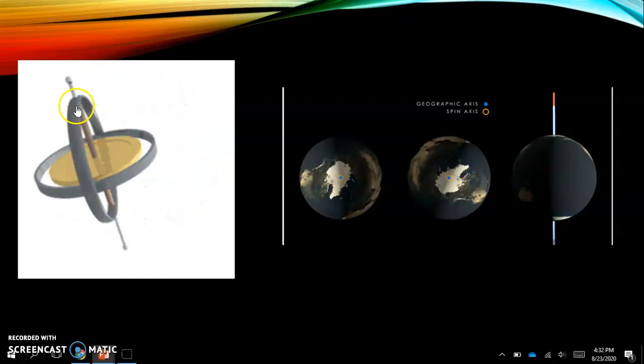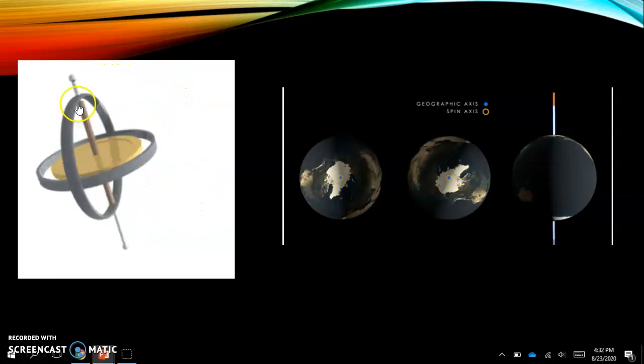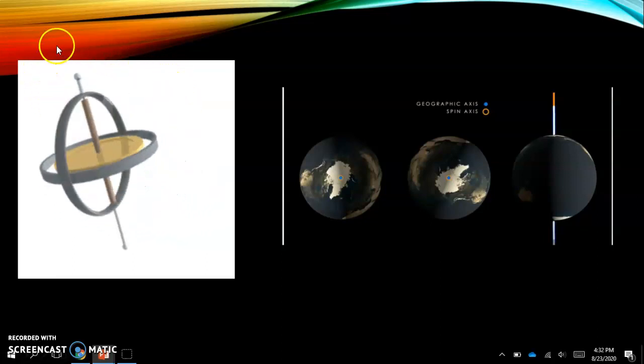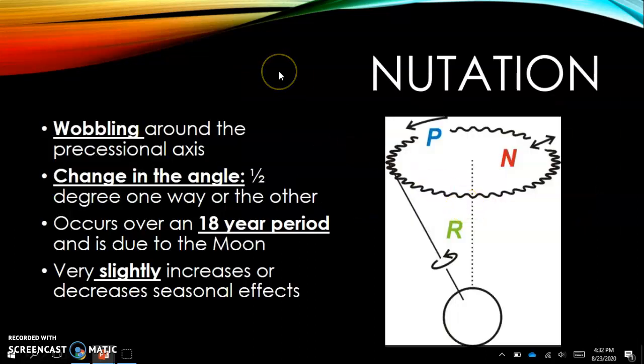And again, this does not affect the seasons. It just affects the stars that we see near the poles, so the north and the south poles, okay? So a precession takes a long time, okay? Now we're going to talk about a nutation.